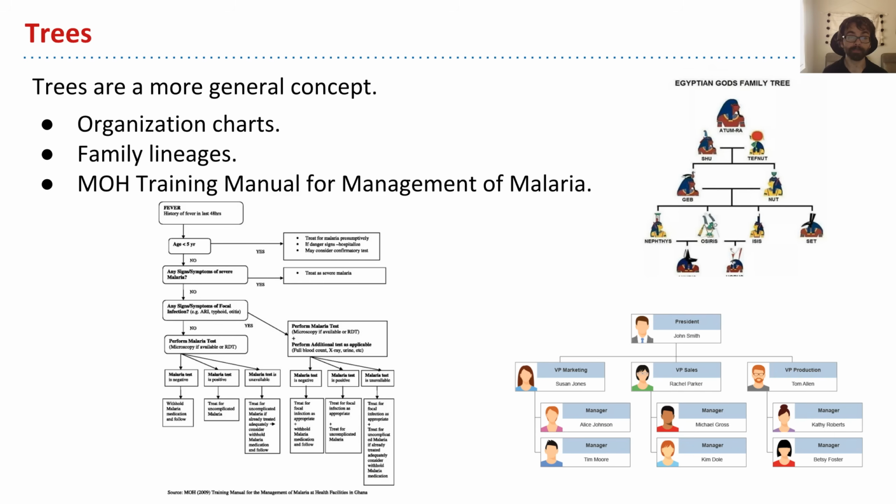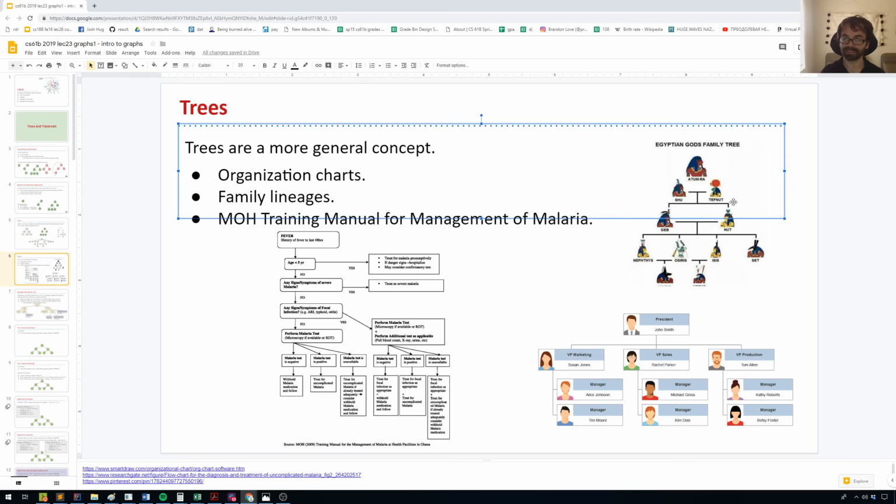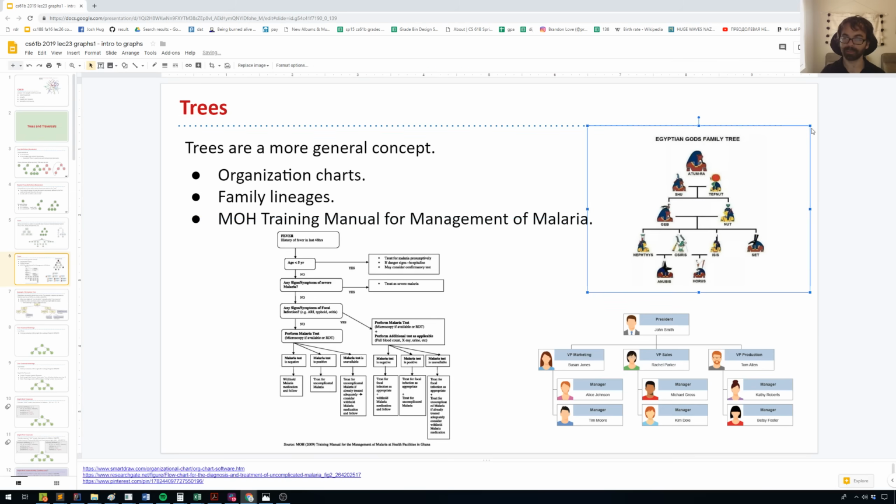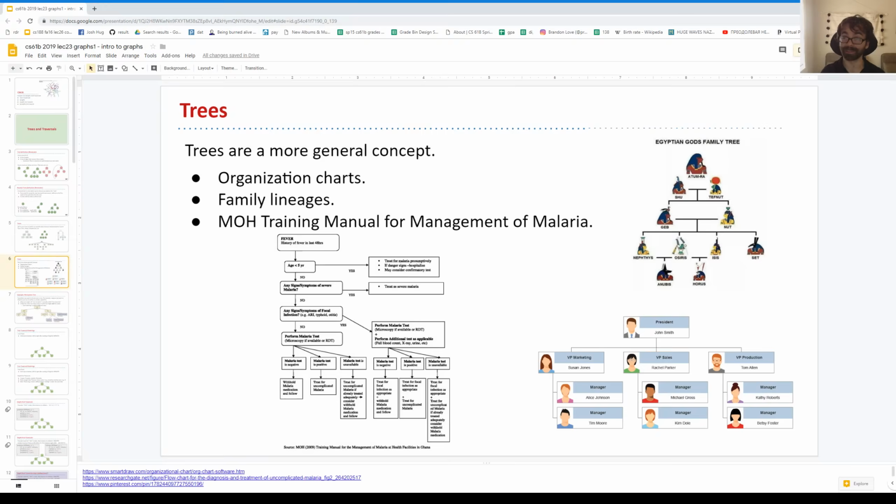So for example, an organization chart for an organization is a tree. You have a president, you maybe have some vice presidents, you have some managers, and so forth. Family lineages, right? So, oh no. Anubis got short shrift. Not good. Don't mess with Anubis.